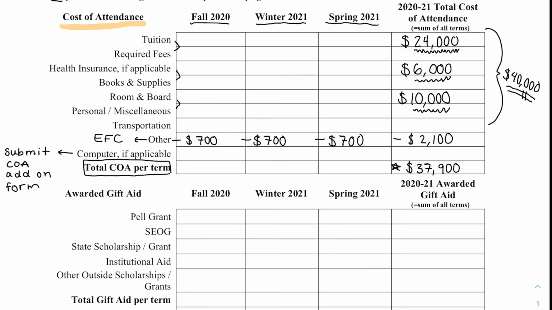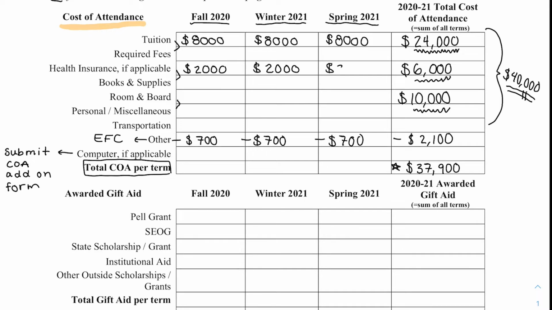Since we're in a trimester system, we're going to have to split that into 3. So $24,000 divided by 3 is $8,000 for fall, $8,000 for winter, $8,000 for spring. $6,000 is $2,000 for fall, $2,000 for winter, $2,000 for spring.